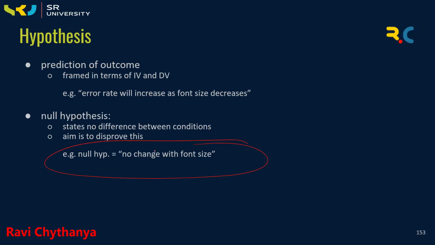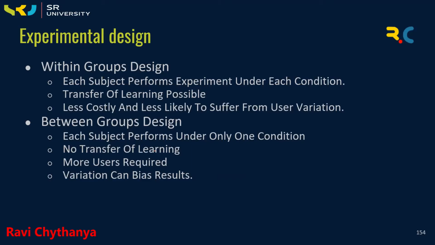The hypothesis should be provided such that whatever conditions you need to satisfy, they need to be satisfied based on the system's independent variables and the dependent variables. And for the experimental design, you are going to have within groups and between groups. Within groups design: each subject performs the experiment under each condition. Transfer of learning is possible, it is less costly and less likely to suffer from user variation.